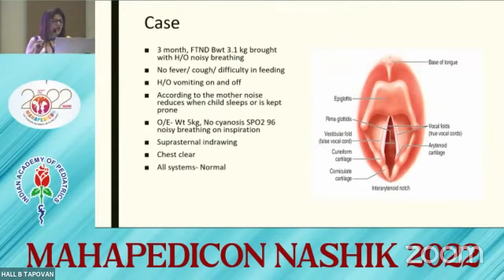3 month old, noisy breathing, more on inspiration, suprasternal indrawing, otherwise well. Some failure to thrive. The commonest reason which we see, inspiratory stridor in a 3 month old. What do you see in your clinic? What you just mentioned? Yes, this is a common cause, laryngomalacia. This is the most common thing.